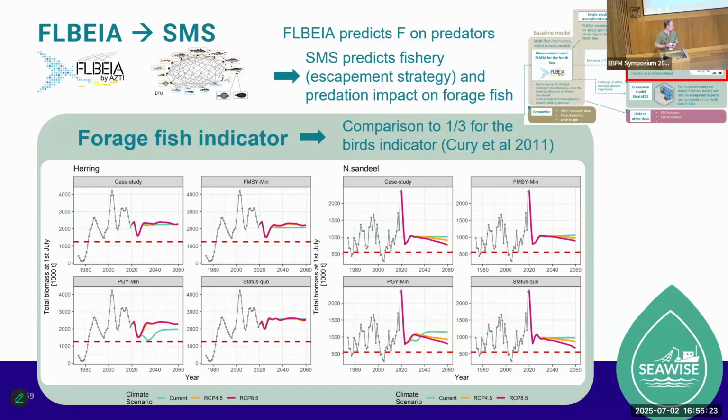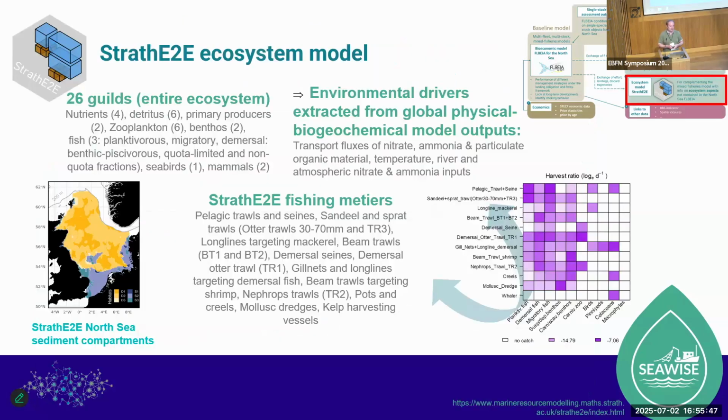And then finally, we can look at the forage fish indicators, the famous 1/3 for the bird indicator from Cury et al. And we see in our example, on average, it seems to work. We can keep the stocks above the thresholds, but this does not mean that this will happen in all years. So if you would also look at the risks and more uncertainties, then you would see that you can fall under this threshold in some years.